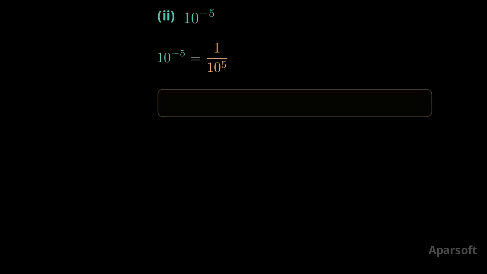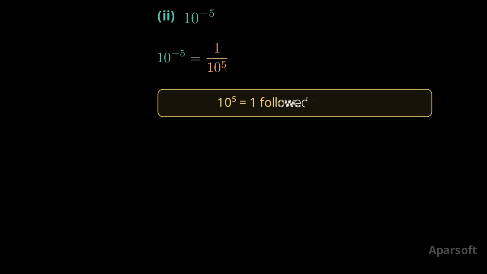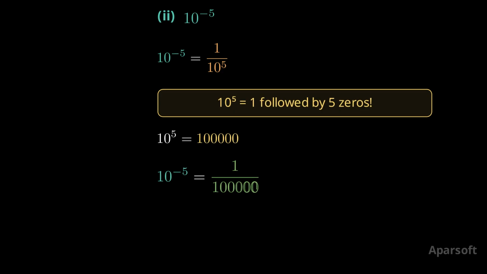Part 2. 10 to the power negative 5. By our rule, this is 1 over 10 to the power 5. Now, 10 to the power 5 is 1 followed by 5 zeros, that is 1 lakh. So, 10 to the 5th equals 100,000. Our answer, 1 over 100,000. So far, so good with positive bases. But what happens when the base itself is negative?